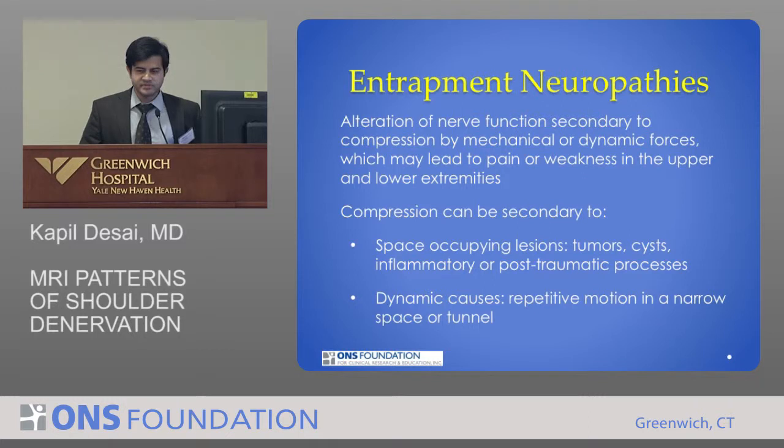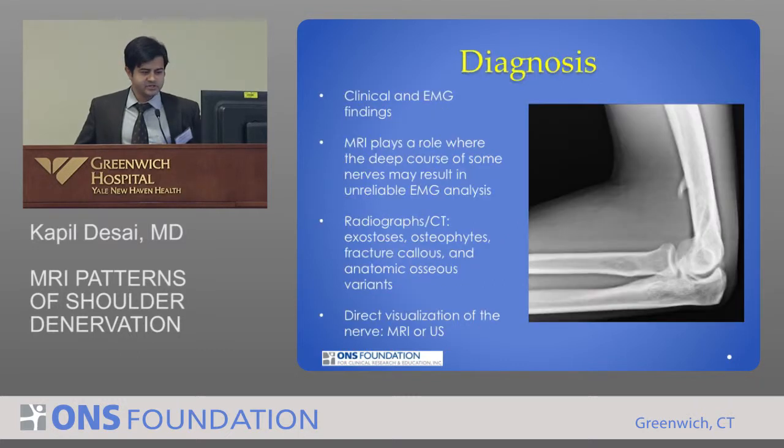And typically patients will present with either pain or weakness in the upper or lower extremities. Compression can be secondary to static forces, so lesions, something pushing on nerves, such as tumors, cysts, inflammatory processes, or something that happens post-trauma, as well as dynamic causes, which is usually repetitive motion. A lot of these nerves travel through small, narrow tunnels, so any narrow, repetitive motion may compress those nerves as well. The diagnosis of shoulder entrapment neuropathy is usually made through clinical and EMG findings.